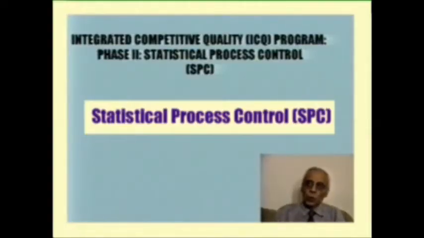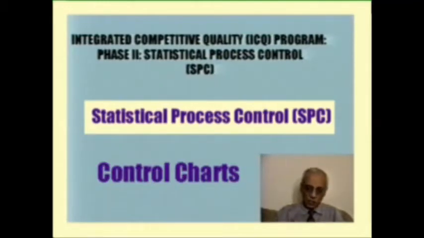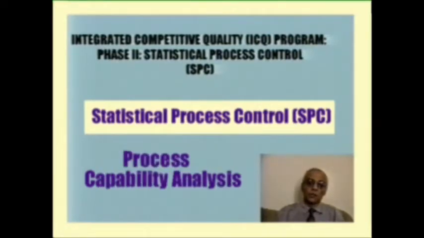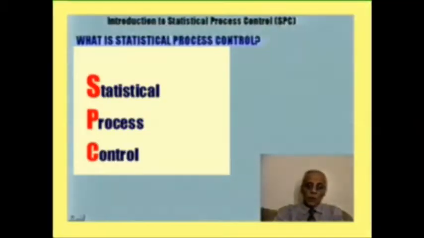We'll talk about control charts as the first part of SPC, and we will go over the different types of control charts, the different categories of control charts. We will present case studies, many examples, and after that we will move into the issue of process capability analysis, which is part 2 of this phase. Statistical process control. What is statistical process control?